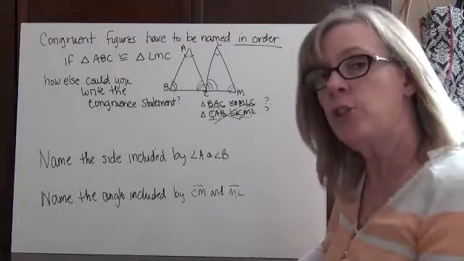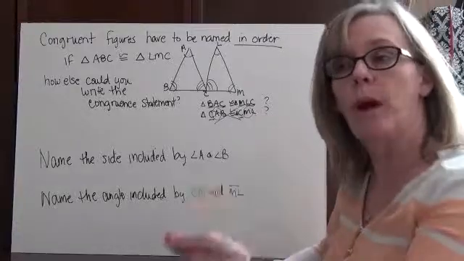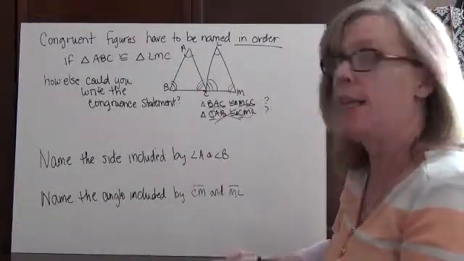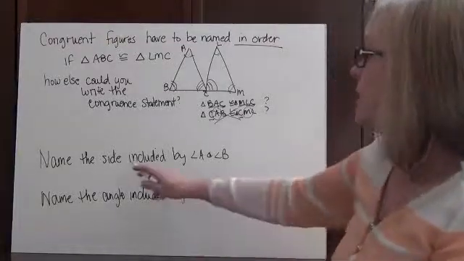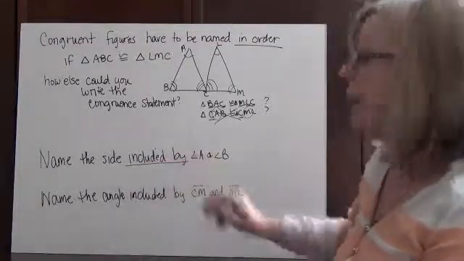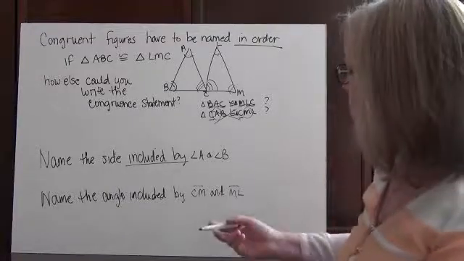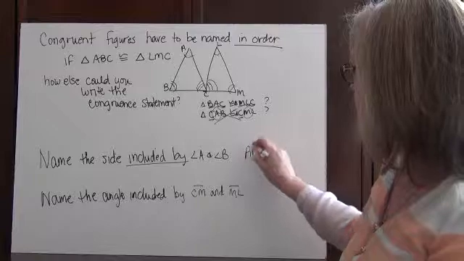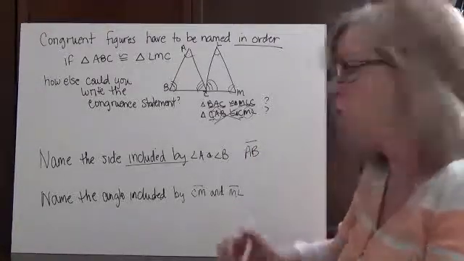So just the fact that you use the letters is not enough. When you use the letters, you're telling somebody what matches up to what. So please make sure when you write a congruent statement or look at one that you have the correct matching parts. Now another question you might get asked is, name the side included by A and B. Included by is another word for saying between. So the side that's between A and B is simply AB.